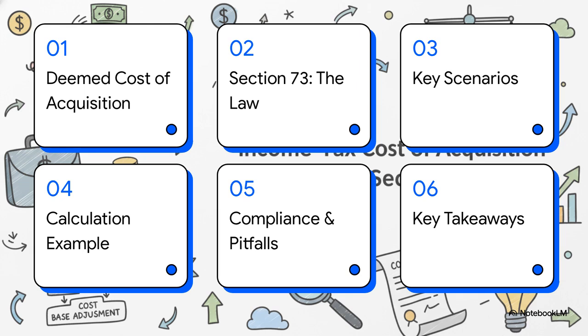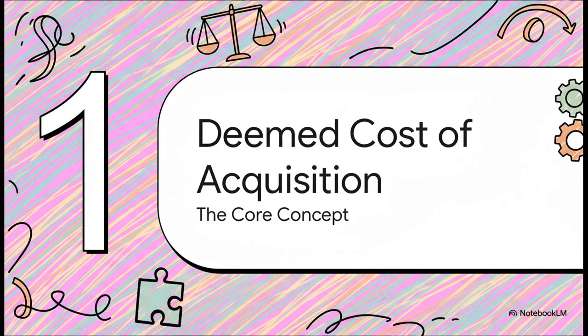Okay, so here's how we're going to break it all down. We'll start with what deemed cost even means, then we'll get into the specifics of Section 73. After that, we'll look at some key scenarios where this applies, run through a practical example, and finally cover some really important compliance tips and common mistakes to avoid. Let's get into it.